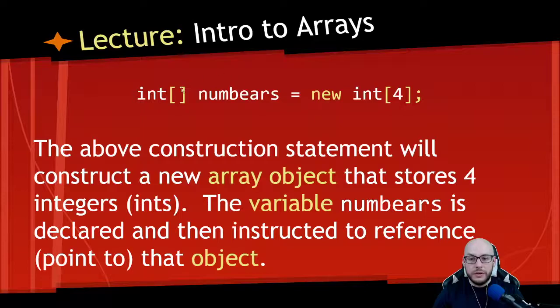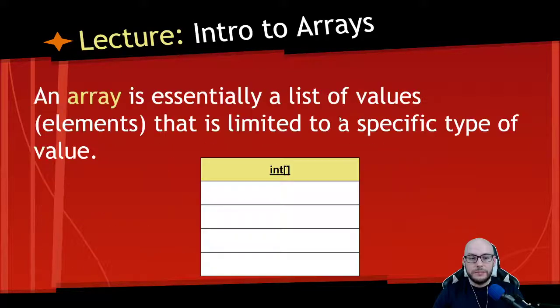The variable numbers, which is on the left-hand side, is declared and then instructed to reference or point to that object. It is always going to be important to remember that a variable and the thing that it is storing or referencing are 2 separate entities, right? Variables can change over time. Numbers can be told to basically point to a different array. If this was just a single integer like x, it can change over time, right? Variables can change. The thing that's on the right-hand side is more of a literal. We saw this a lot with numbers. We saw it a lot with strings. It's going to be very similar with our arrays.